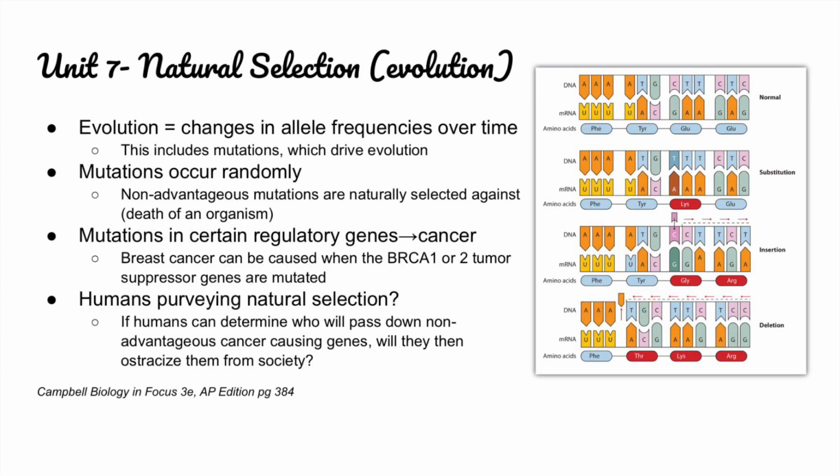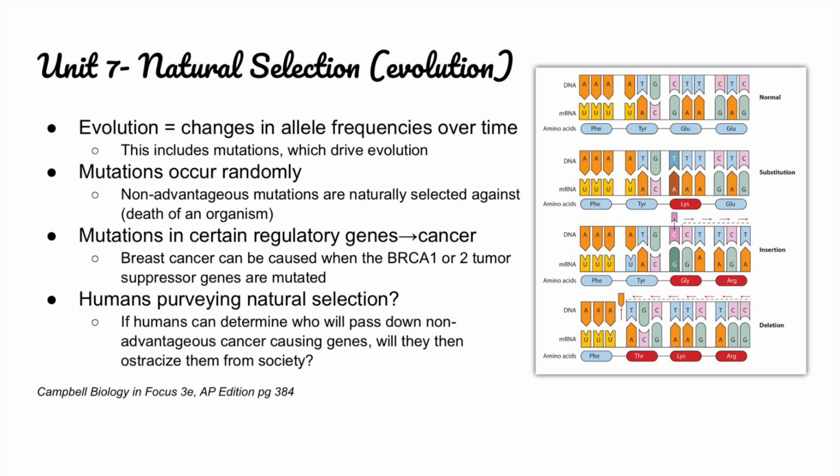So Unit 7 is natural selection, specifically evolution. Evolution is changes in allele frequencies that happen over time. It's actually any change in allele frequencies, can even be over one generation. As long as there's a change in allele frequencies, that's considered evolution. This specifically includes mutations, which are the main driver of evolution.